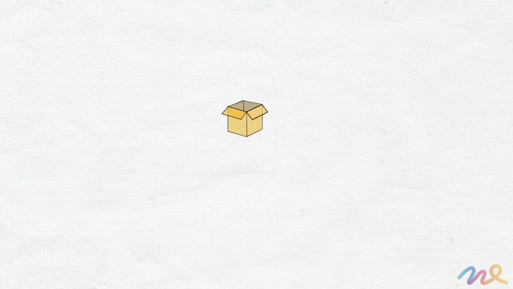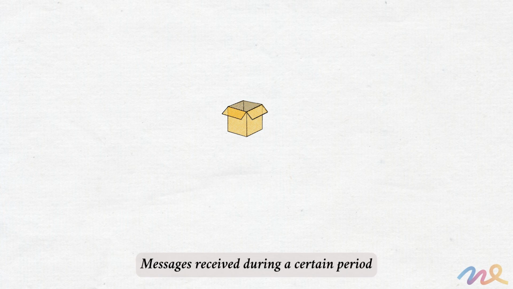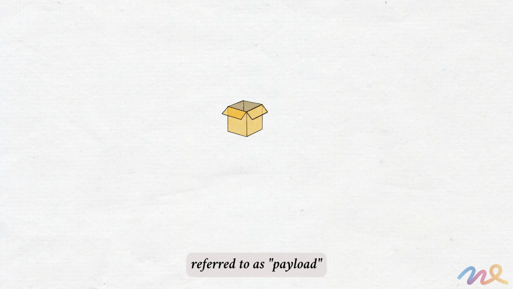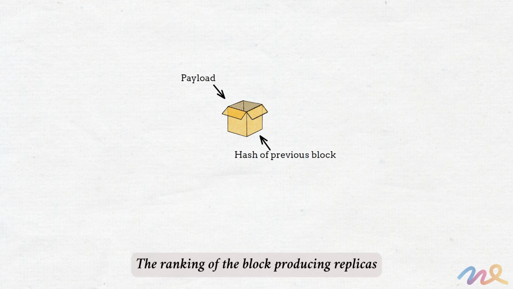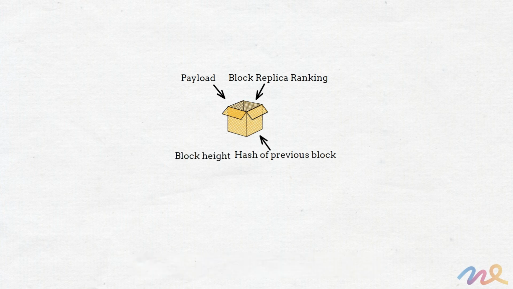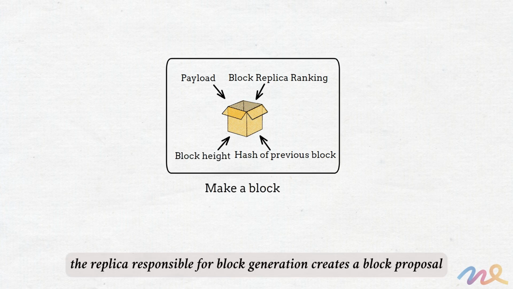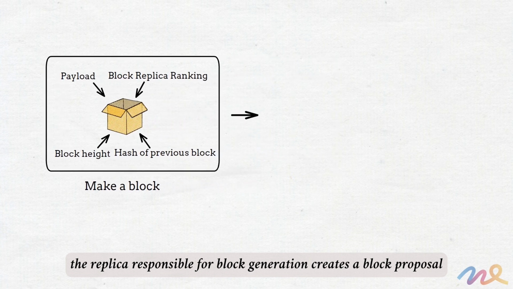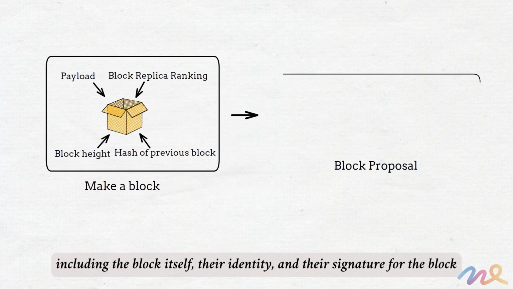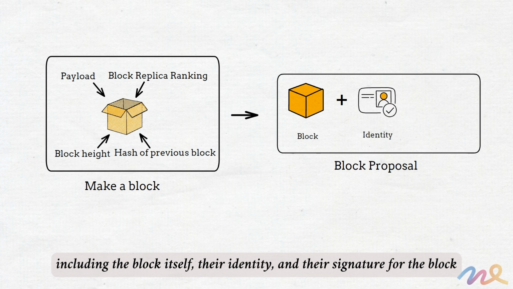By the way, a non-Genesis block generally includes messages received during a certain period after the last block was packaged, referred to as payload, the hash of the previous block, the ranking of the block producing replicas, and the block's height. Once the block is composed, the replica responsible for block generation creates a block proposal, including the block itself, their identity, and their signature for the block.